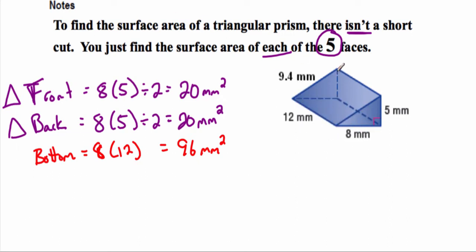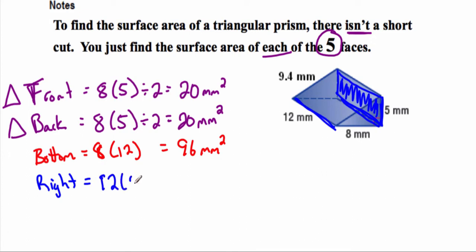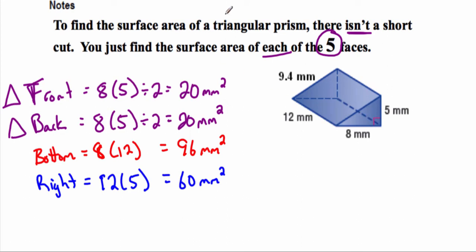Then I switch it up. Now let's do the right-hand side. So some people will call this the side or the right, but again, if it helps, darken it in. I'm going to call this the right. Again, it's got a height of 5, and then this distance going back is the same as this one over here. So it's 12 by 5, which gives me an area of 60 millimeters squared. So I'm just finding the base and the height for each of them. And then we have our last side. It should always be 5 sides.